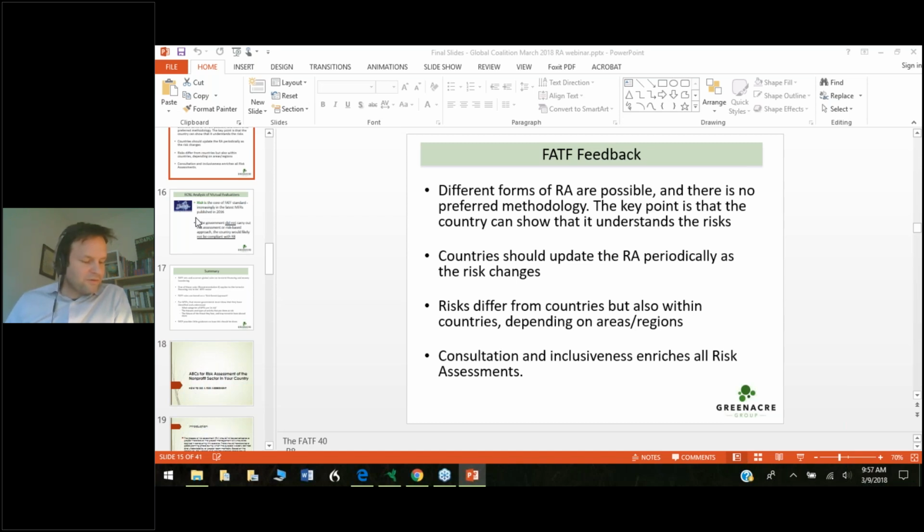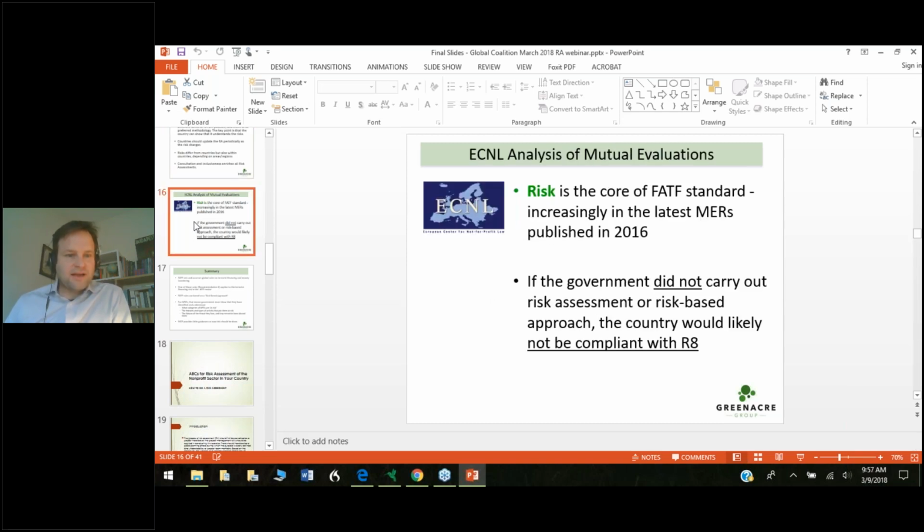So my penultimate slide is to look at how this is playing out in terms of evaluation. If we go to the next slide, please. The European Centre for Not-for-Profit Law, ECNL, have done some assessment of mutual evaluation reports. And the most significant finding they had was that risk is at the core of how recommendation 8 is assessed. In other words, you have to do a risk assessment. You have to do a good risk assessment if you want a good score on recommendation 8.